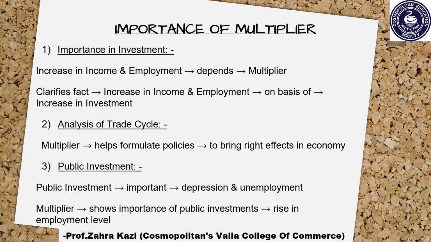The next factor is public investment. Public investment is of great importance, especially in the economy during the situation of depression and unemployment. This is because public investment does not focus on profit maximization. So through multiplier theory, the importance of public investment is highlighted, which results in increase in the level of employment.